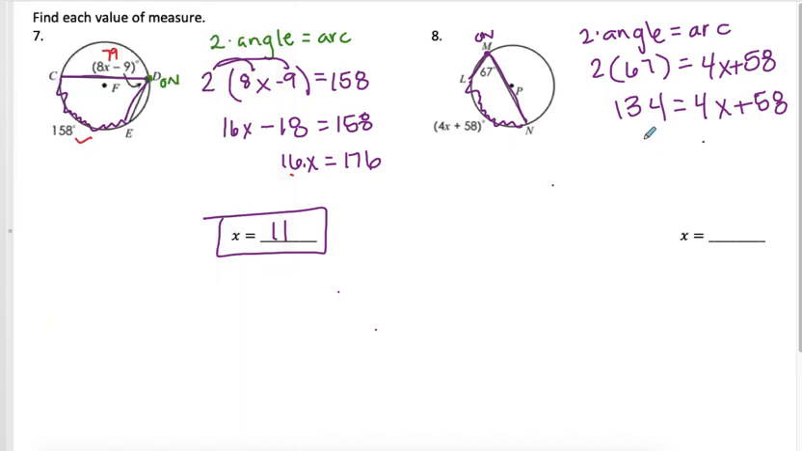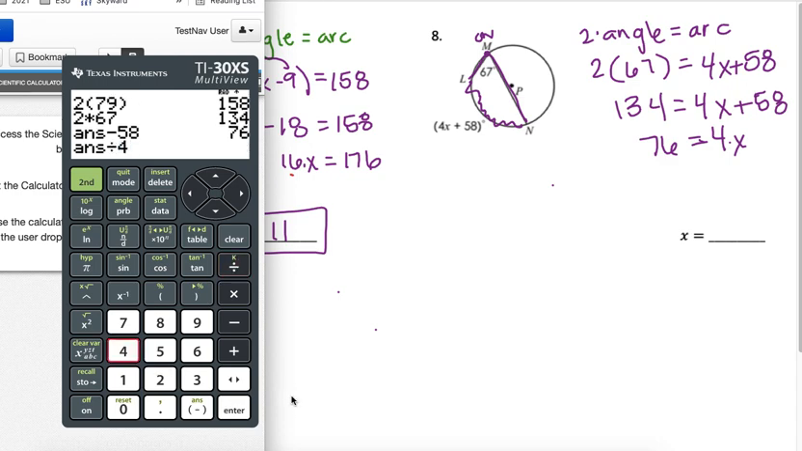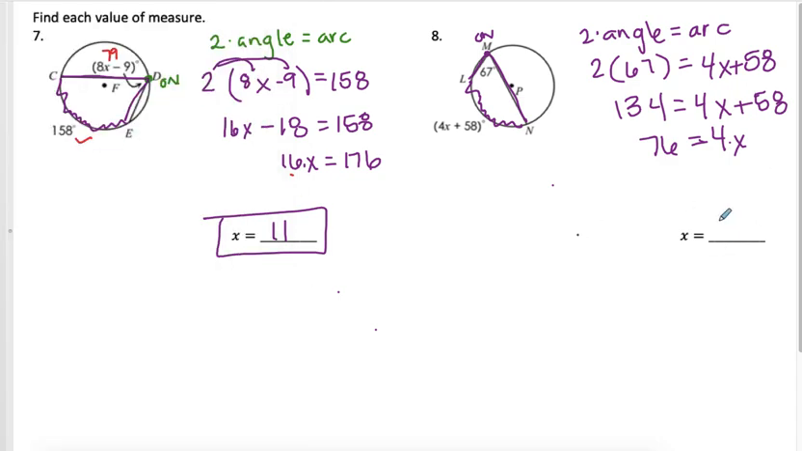And I get 76. Bringing down our 4x. Undo this multiplication with division. Divide by 4. And we get 19. There's our solution. Again, just like we did before, we can check here.